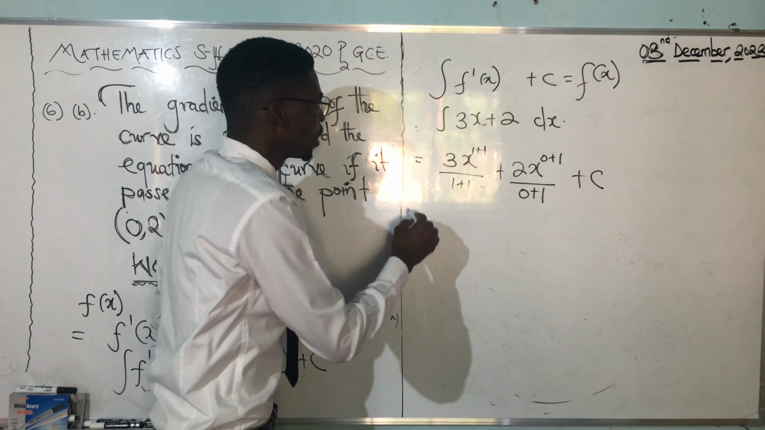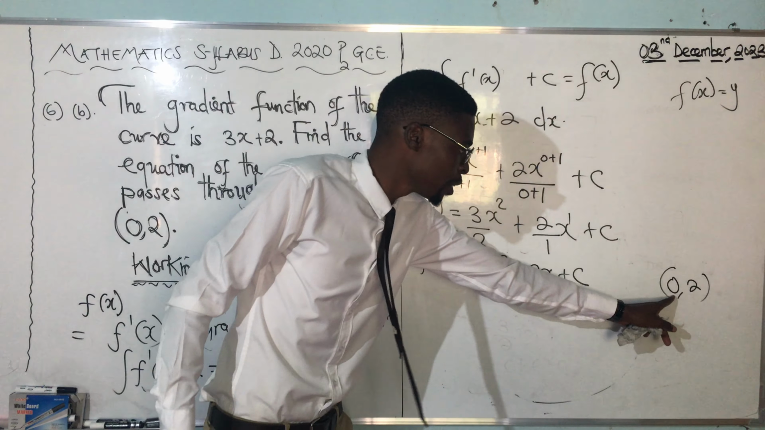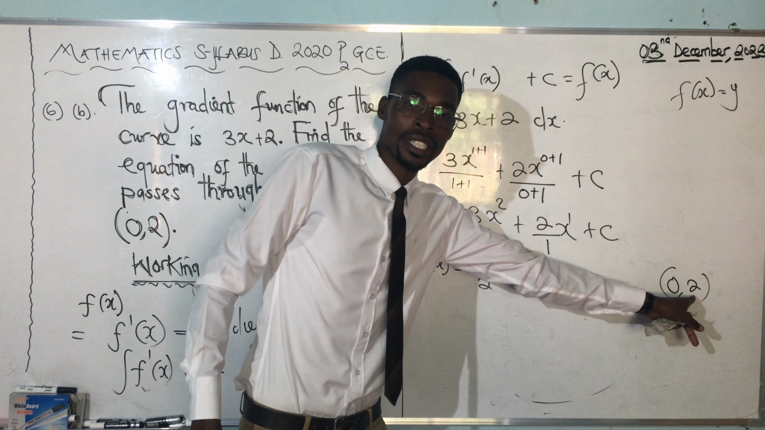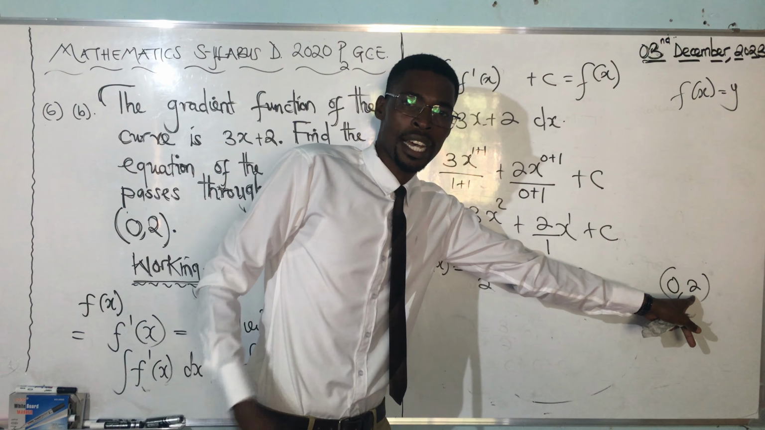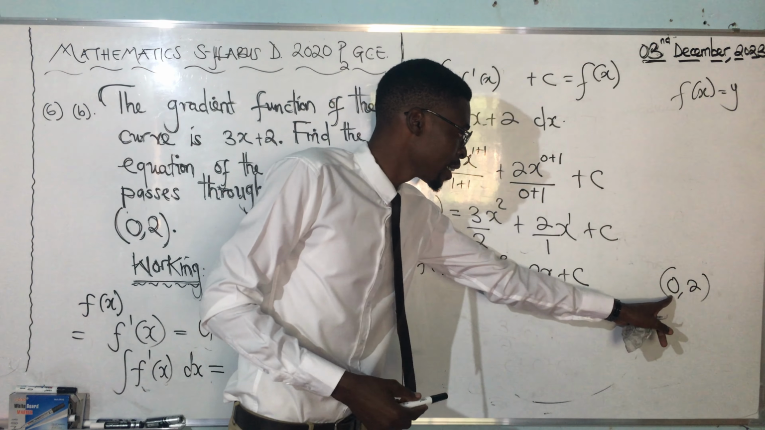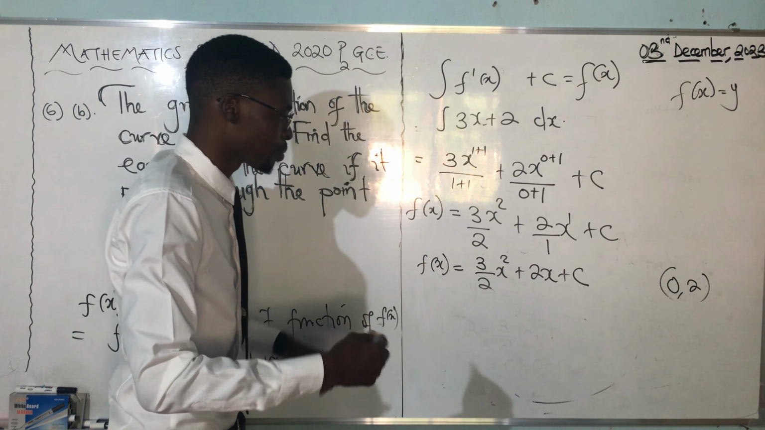What remains for us to do is to solve for c. What is the value of c? This curve is passing through the point (0, 2). So at this point, when you put 0 into the function, the output is 2, because this is the input, a member of the domain, and that is a member of the range. So when you put 0 where there is x, the function will be 2.